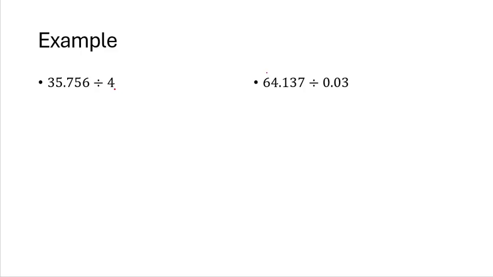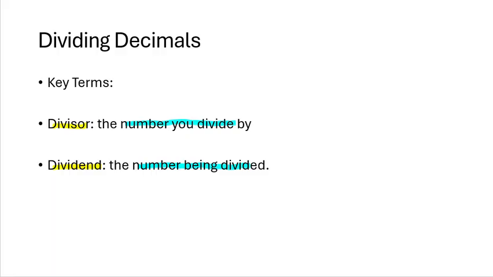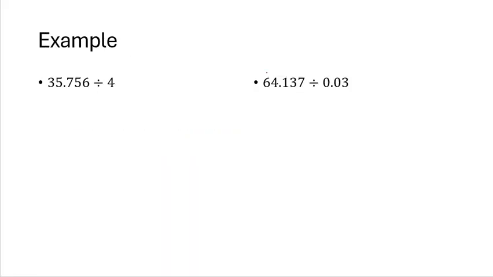So in my first example, my divisor is already a whole number, as you can see here. So I don't need to make any changes. I can just set it up like normal, 4 over 35.756. Now what I'll do is I'll just line up the decimal place right there. How many 4s go into 3? 0, so the 3 attaches to 5, becomes 35. How many 4s go into 35? That's 8 with the 3 remainder.